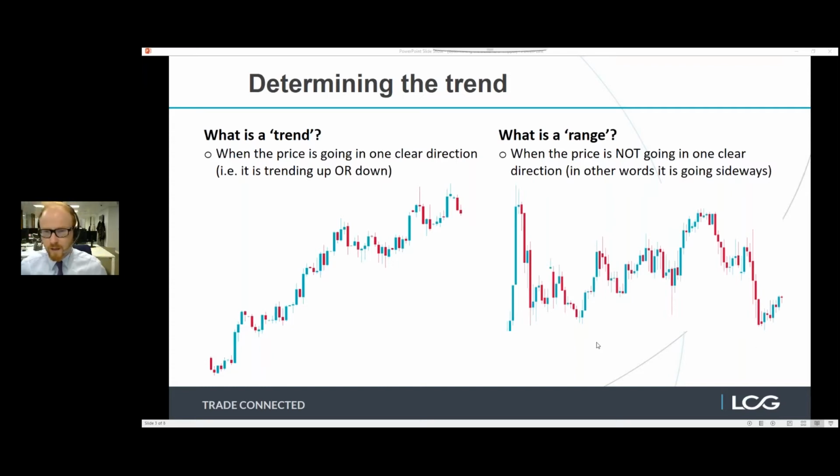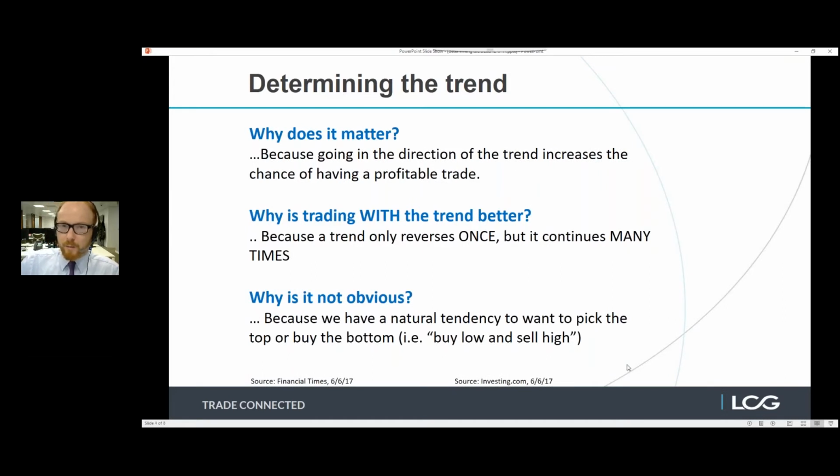So part of this is determining what environment we're in. And you may be asking, why does it matter what a trend is? I look at a candlestick pattern, I look at a momentum indicator, an oscillator, to decide when to enter and exit my trades. Who cares what the trend is? Well, because going in the direction of the trend increases your chance of having a profitable trade. I'm sure you've heard the trend is your friend many times, but why? It's actually quite logical when you think about it.